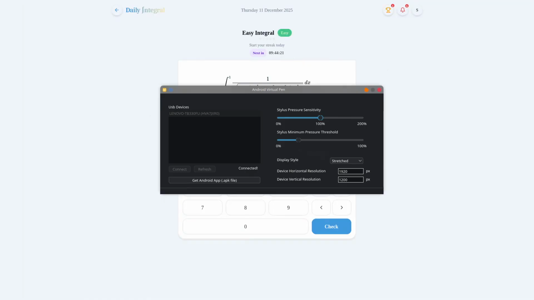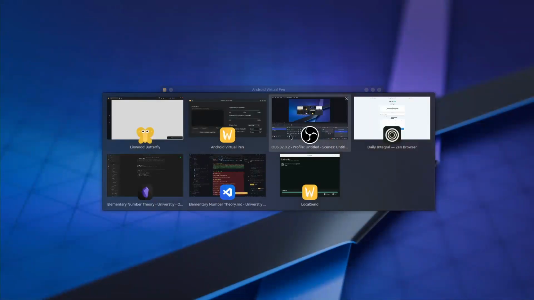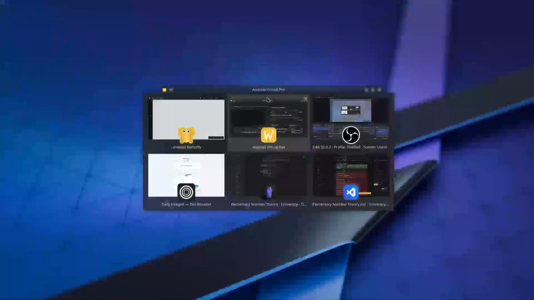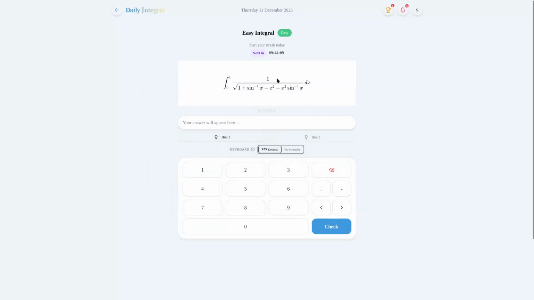It did work. This is going to be the most uncomfy experience I've ever had with trying to write. Nice. From 0 to 1, 1 over the square root of 1 plus arcsin x minus x squared arcsin x. The integral from 0 to 1 of 1 over the square root of 1 plus arcsin x minus x squared arcsin x.